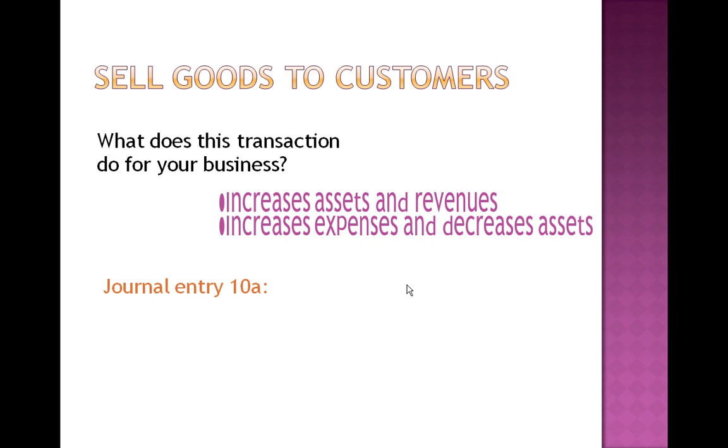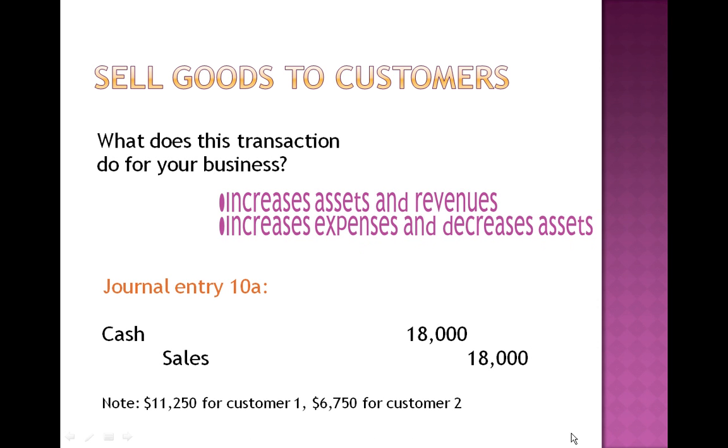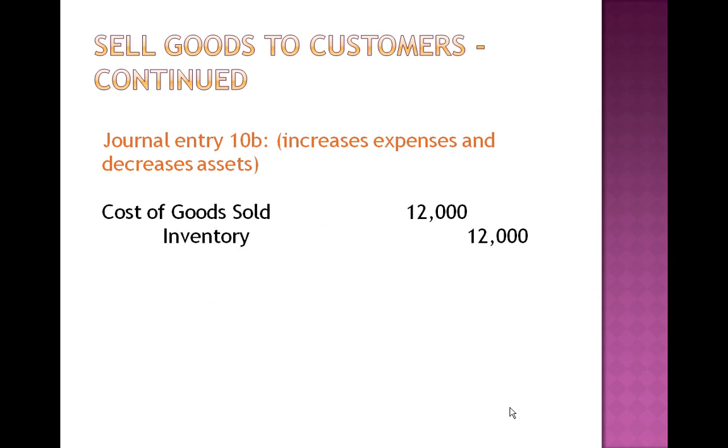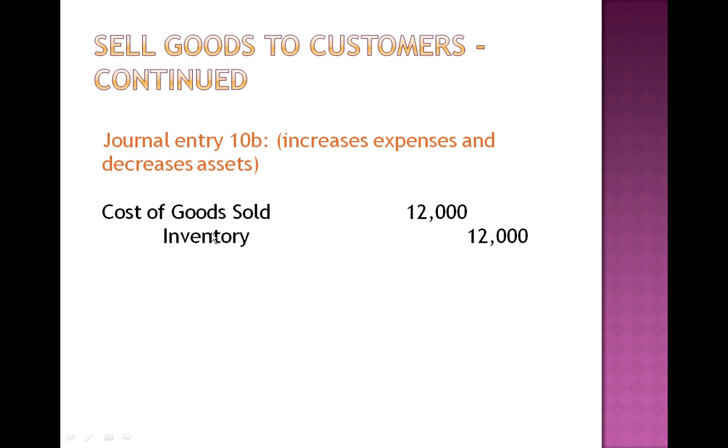So journal entry 10A will debit cash and credit sales for $18,000. That is made up of $11,250 for customer number 1 and $6,750 for customer number 2. Then we'll also debit our cost of goods sold and credit our inventory, whoops, sorry about that, for $12,000, which is the total cost of the items that we sold.